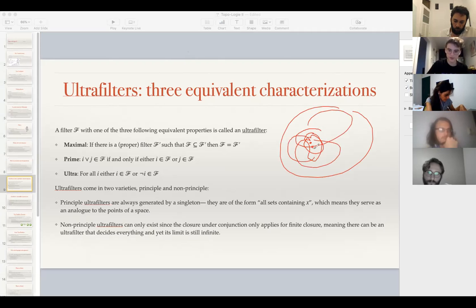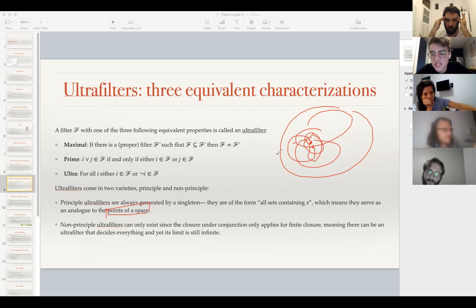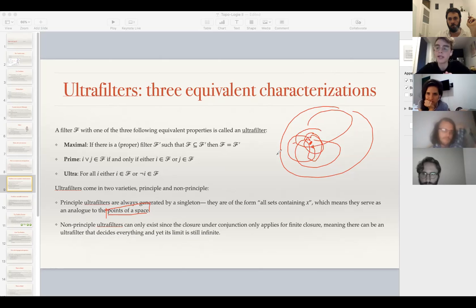Principal ultrafilters are really not that interesting. But something notable is that a principal ultrafilter is exactly an analog to points of a space. If we wanted, we could literally replace the points of a space with these principal ultrafilters, and they map one to one to one another. So if you have a principal ultrafilter, meaning all sets that include the singleton, you can map them one to one to the points in the space. Yes. A principal ultrafilter, by definition, is an ultrafilter generated by a single point.